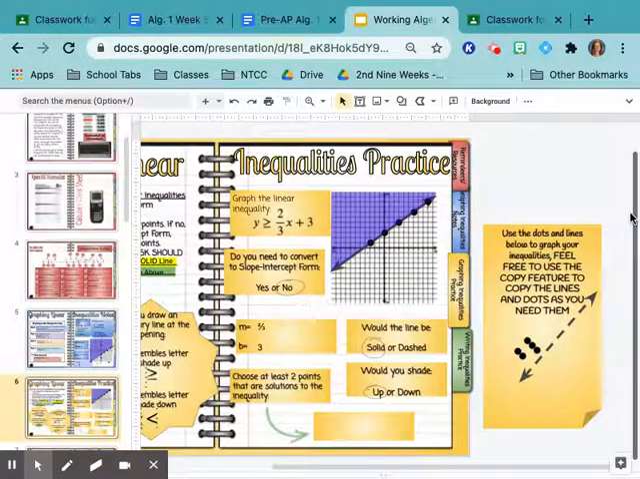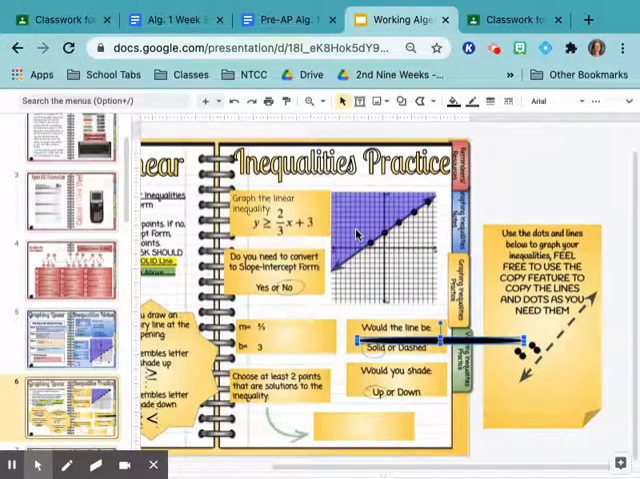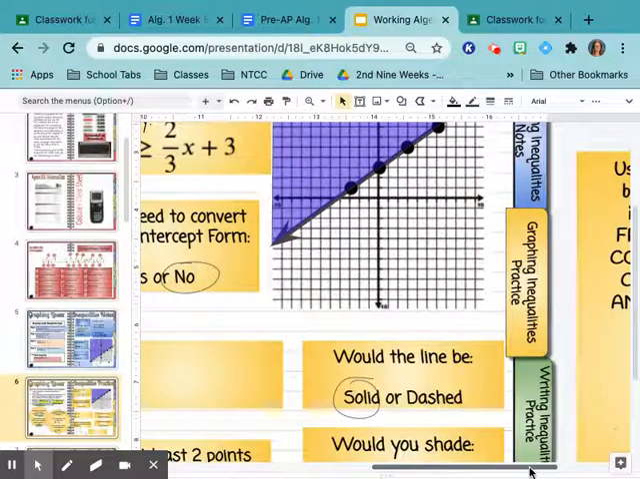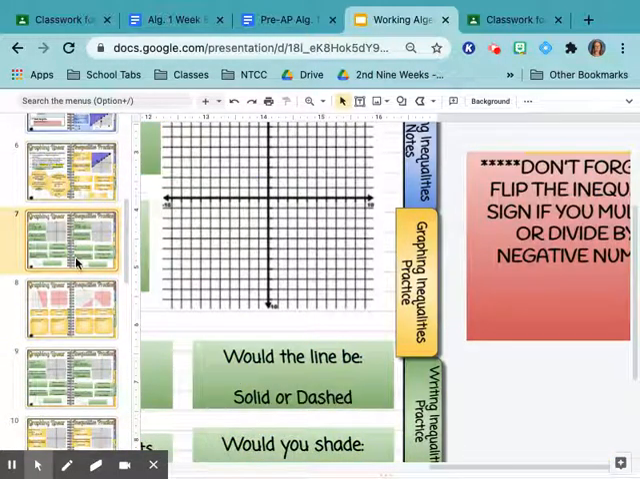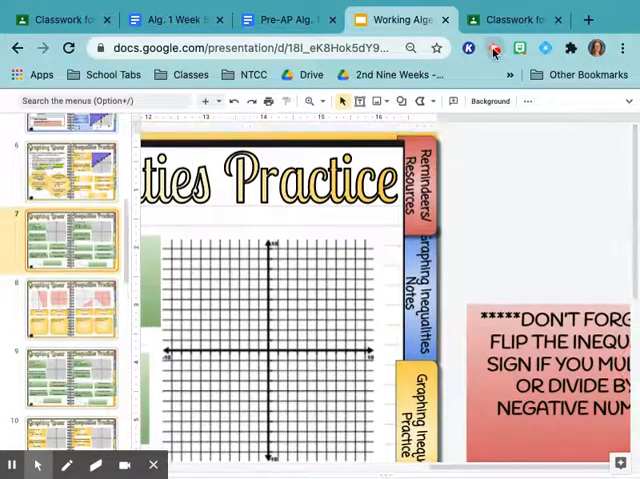So then we would just need to check a point. So let's find a point. I need to zoom in. And we are about out of time. So just plot a point, and then we would check that point. So tomorrow we will do slides 7 and 8 and continue working on graphing inequalities. So no homework tonight.